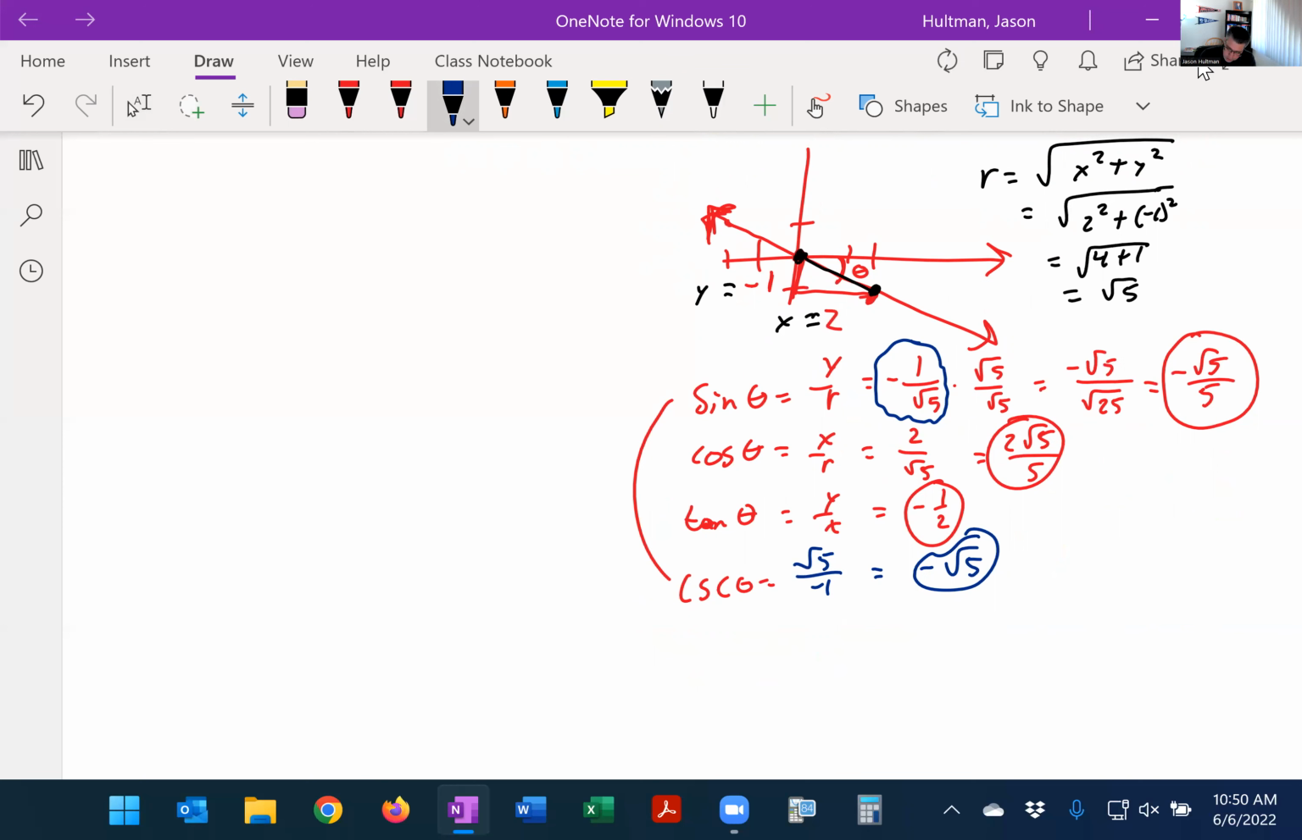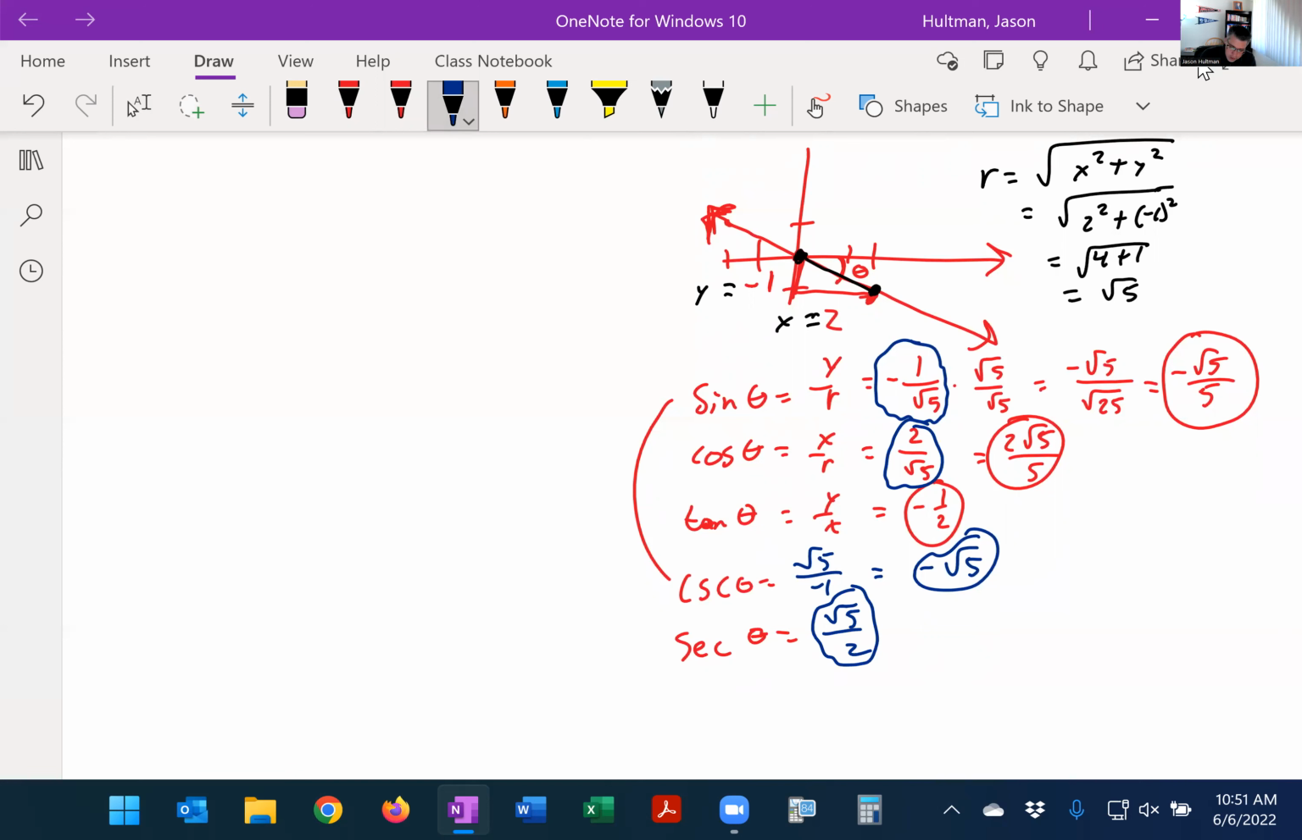Okay, so let's do secant now. Secant of theta is going to be equal to the reciprocal of 2 over radical 5. Well, the reciprocal of 2 over radical 5 is just radical 5 over 2. So this just becomes radical 5 over 2, and that is rationalized. So that's the answer there.